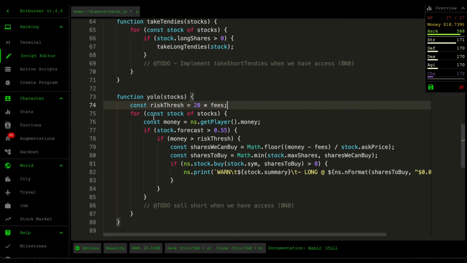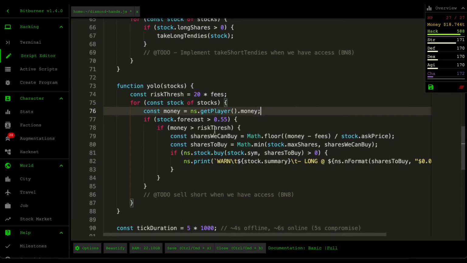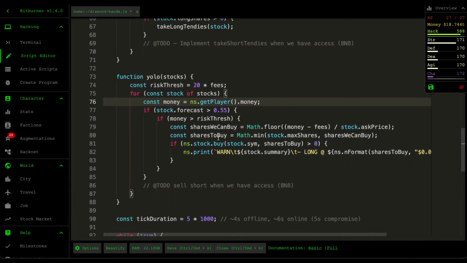And then here we again go through all the stocks within the stock market. We look at the player's current money, and then we look at the forecast. So if it's greater than 0.55, it means that it's definitely going to go up. So if the money is greater than the risk threshold, then we calculate the number of shares we can buy with our current money, and then we find the actual value of shares to buy by comparing it with the stock's max number of shares versus the shares we can buy, because the max number of shares could potentially be lower than the number of shares we can buy, or vice versa.